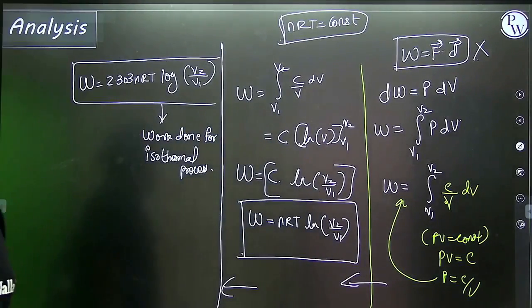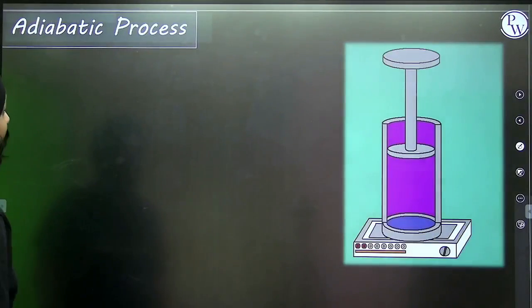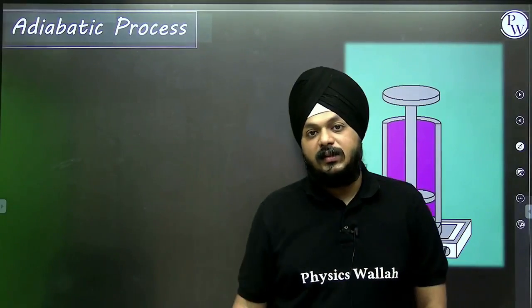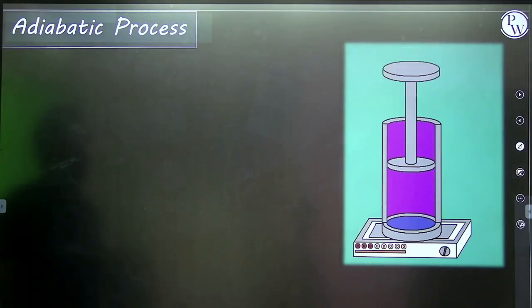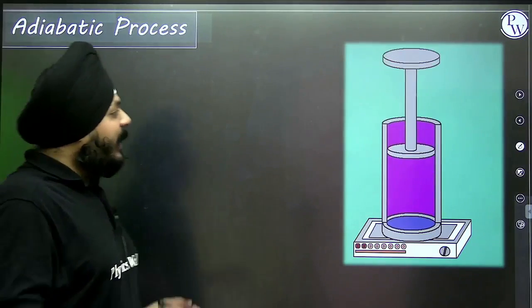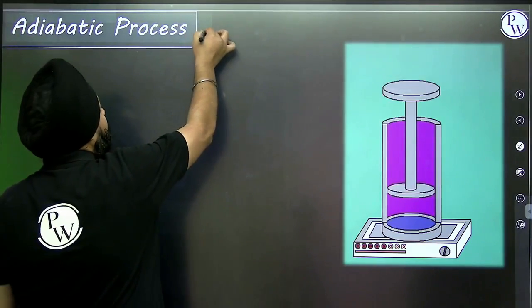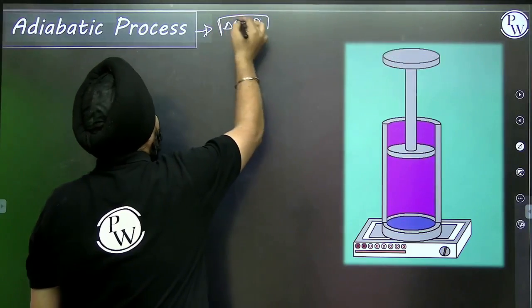Okay. So this is the first thermodynamic process. Now let's move on to the next thermodynamic process, that is the adiabatic process. And how are we going to define the work done? The adiabatic process states that the net heat flow of the system is 0.